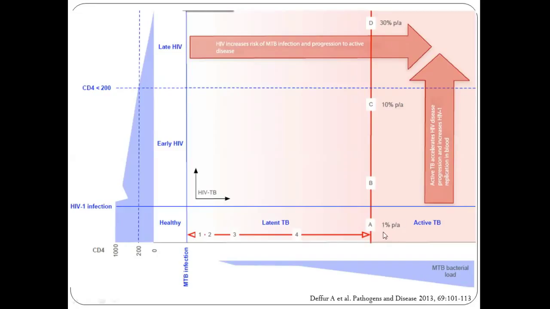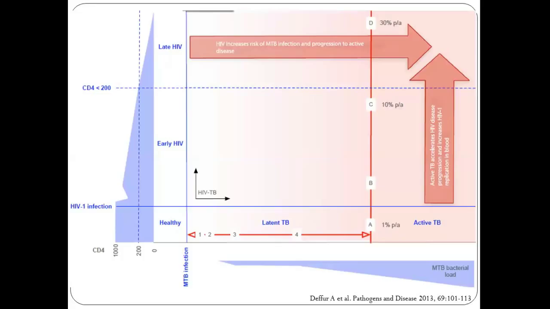For example, if we're talking about somebody who is not infected with HIV and has latent tuberculosis, the rate of reactivation progressing to tuberculosis disease will be about 1%. 1% of infected persons with latent tuberculosis infection will reactivate every year. If we go to somebody who has HIV with a CD4 count above 200, that rate increases to 10%. 10% of the persons who are HIV, LTBI co-infected will progress to reactivation of the disease.